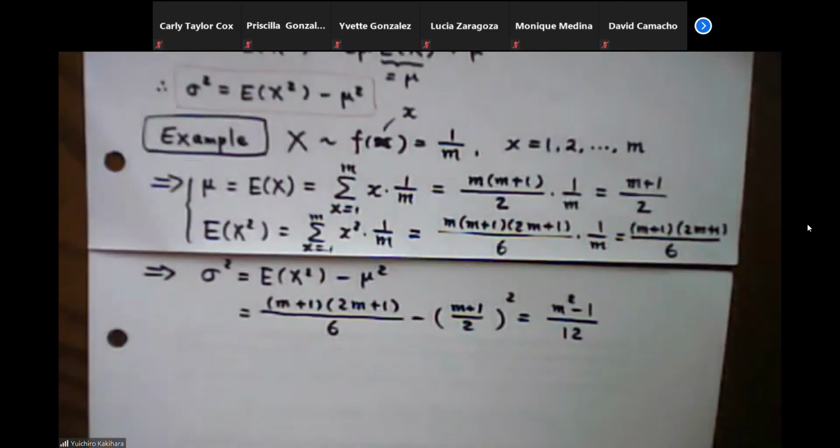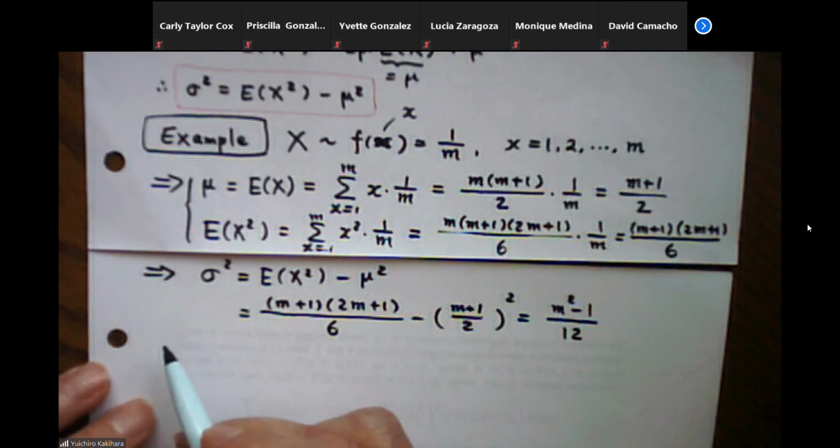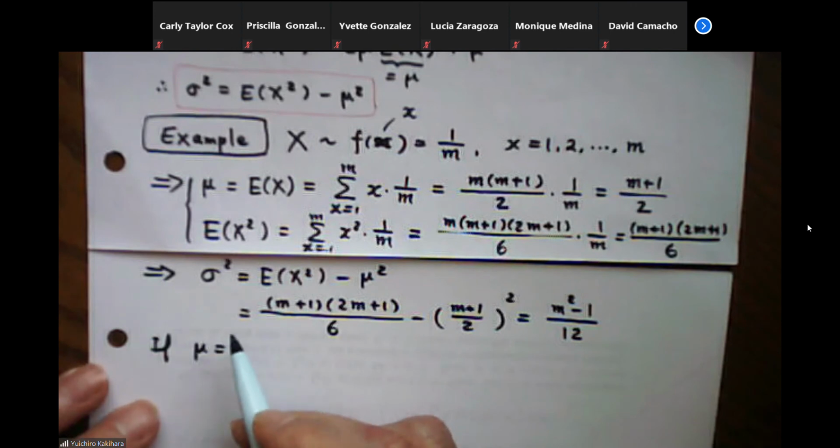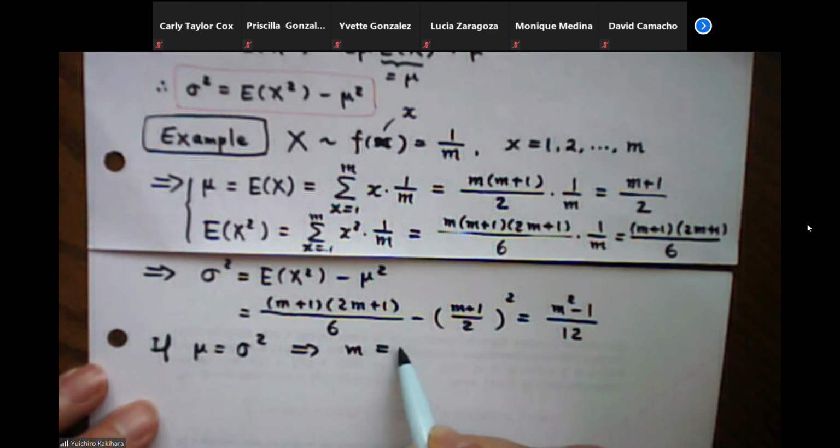Okay. Then the interesting question is, the next question: if mu is equal to sigma squared, then what is m? Okay, this is the question.